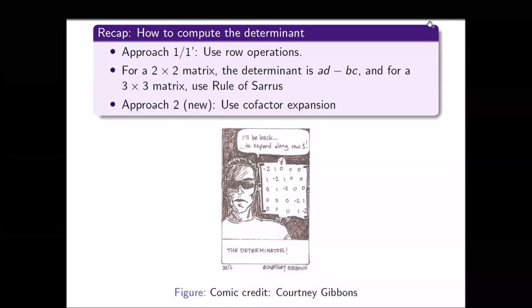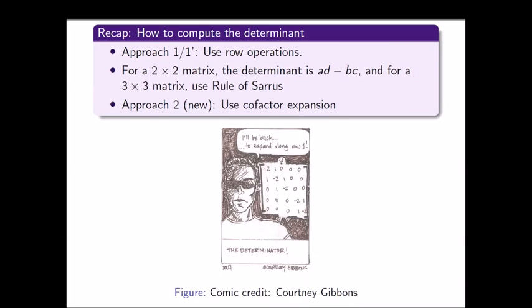So with this, I would like to end this episode. In this episode, we learned about cofactors, and we learned how to use them to compute determinants and inverses.